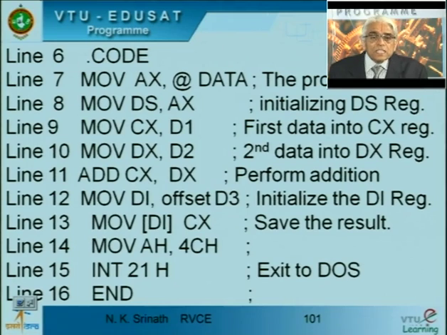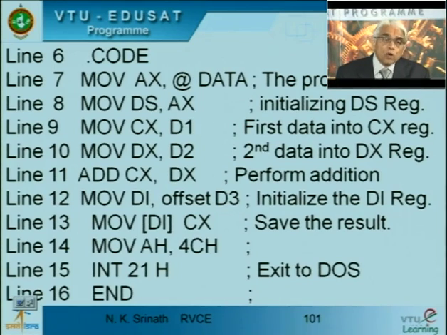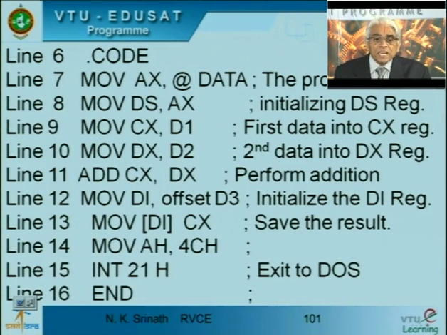After adding this, we need to store it to the memory location whose address is available in DI, but DI is not initialized with the address. So, I am trying to initialize it using the assembler directive OFFSET: MOV DI, OFFSET D3. Now, the next instruction says to move the content of CX into the memory location whose address is available in DI, with data segment as the segment register.